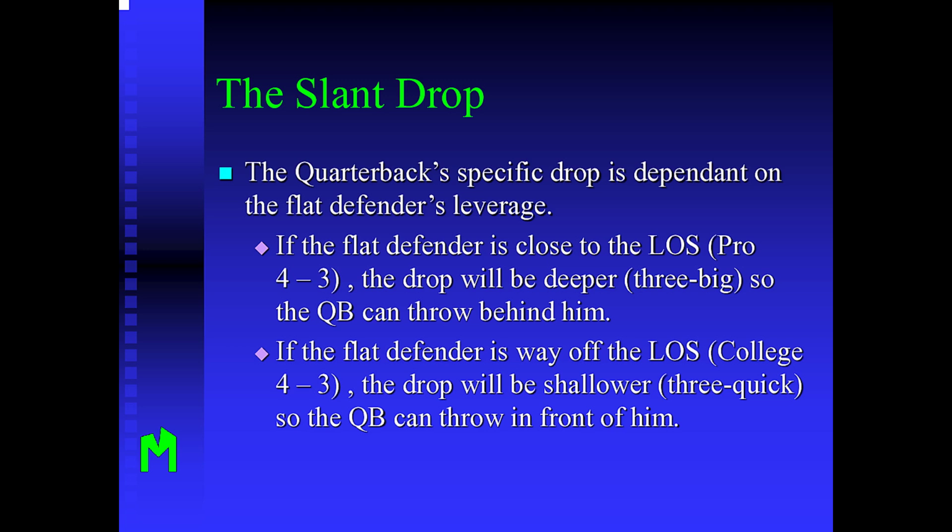Adjusting the quarterback's drop back depends on the flat defender's leverage. If the defender is close to the line of scrimmage, the QB takes a deeper, 3 big step drop to throw behind him. If the defender is farther off the line, the QB uses a shallower, 3 quick step drop to throw in front of him, optimizing timing and placement.